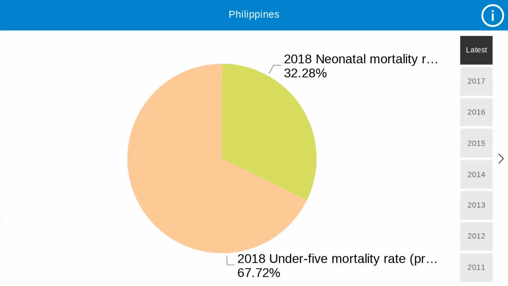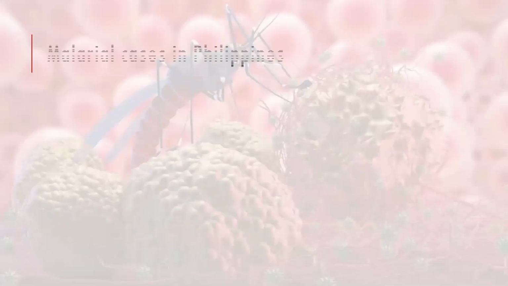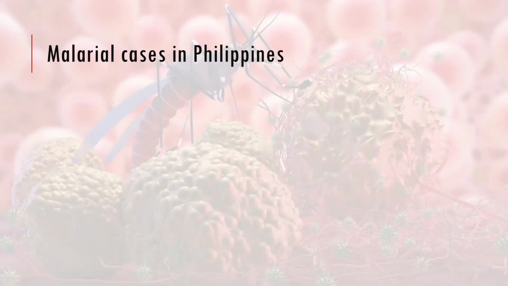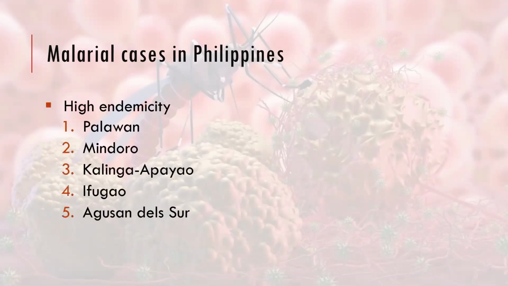This is the mortality rate, neonatal and under 5 mortality rate, in case of malaria. Kagaya ng sinabi natin, there are provinces with high endemicity, or endemic ang ating malarial parasites. And there are provinces na endemic ang malaria.